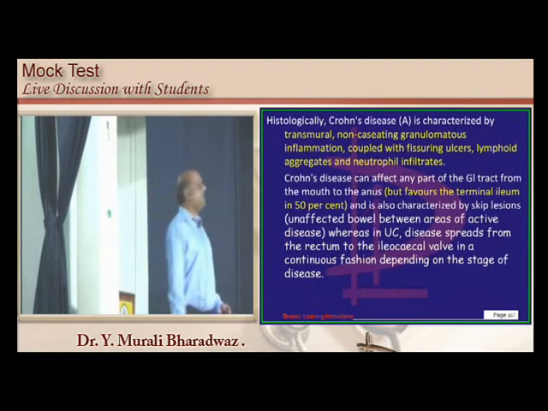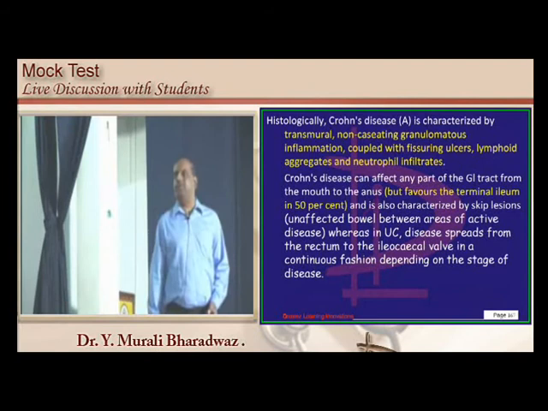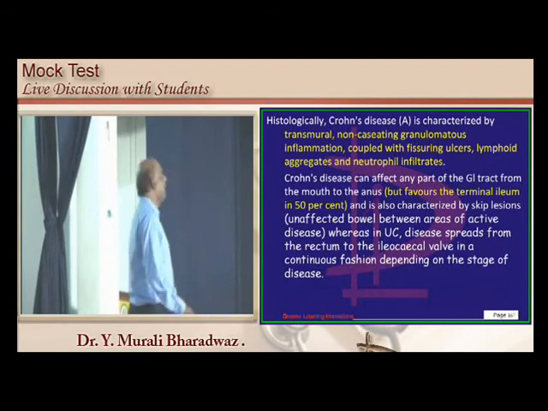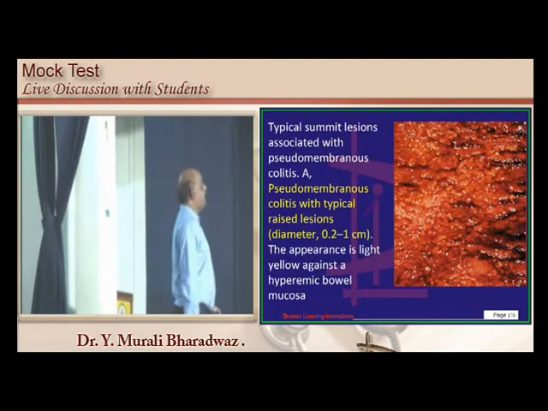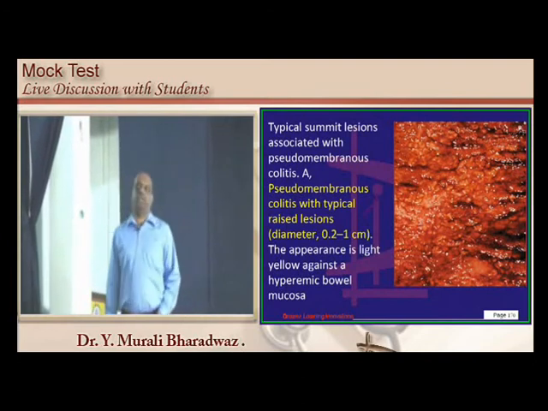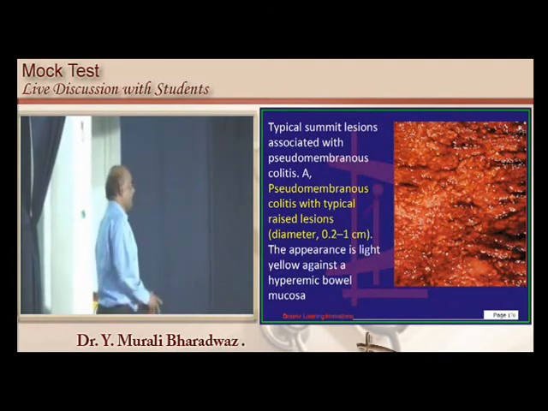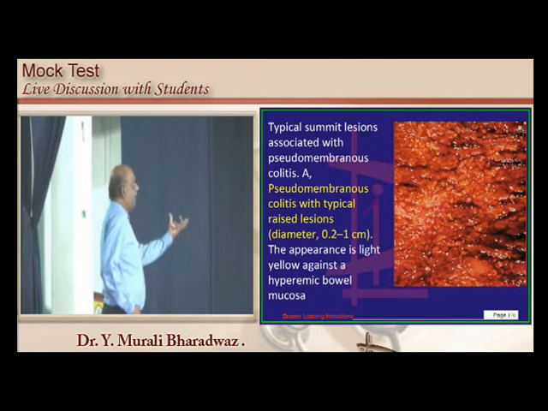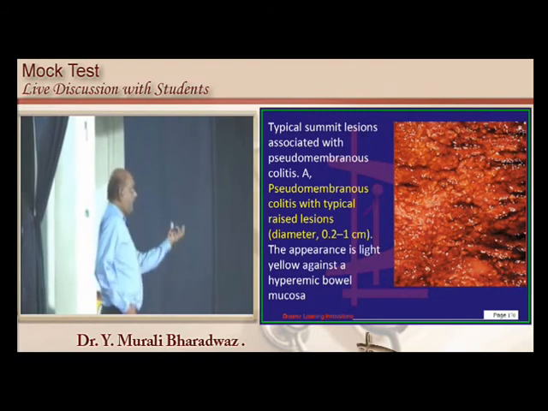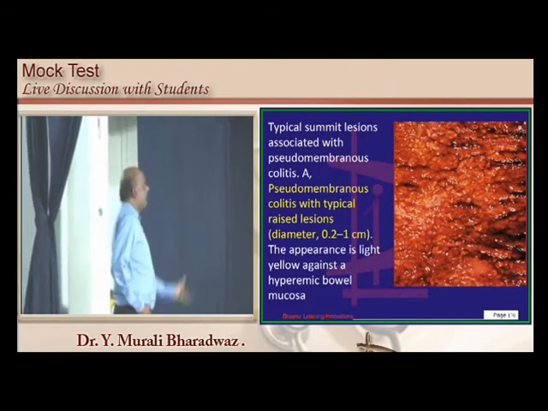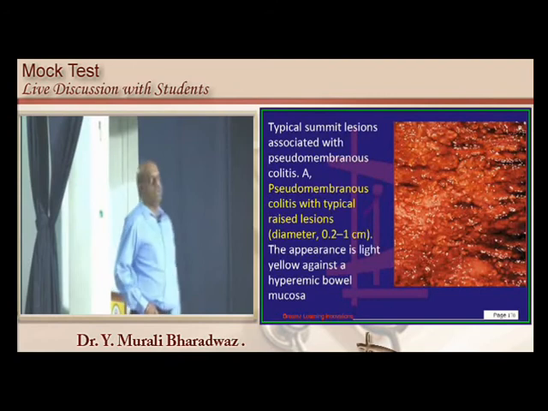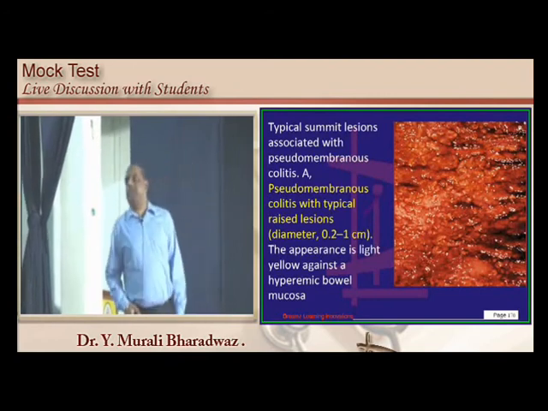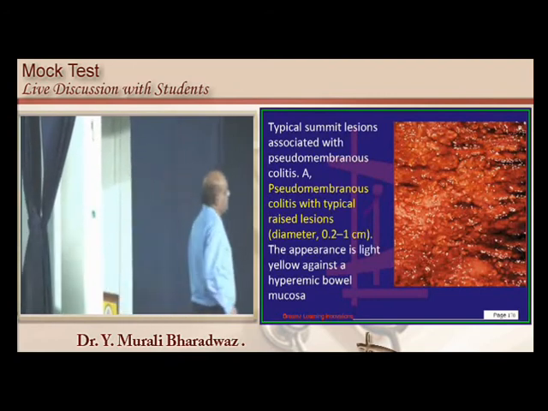Now non-caseating granuloma with transmural inflammation is what you see in the case of Crohn's. Then what is very characteristic of pseudomembranous colitis, doctor? You have this kind of appearance. Colonic crypts with accumulation of neutrophils with necrotic epithelial cells is called a summit lesion. It is called a typical summit lesion, a feature in case of pseudomembranous colitis.